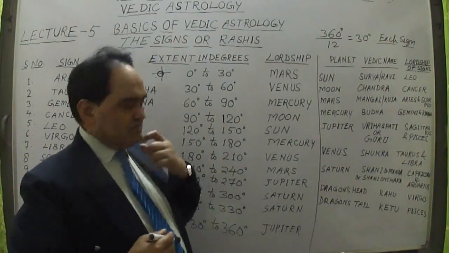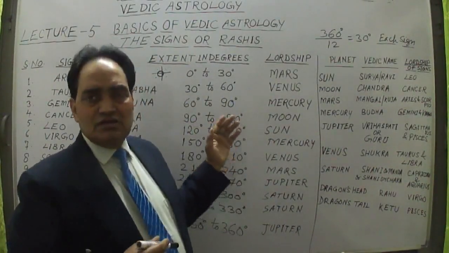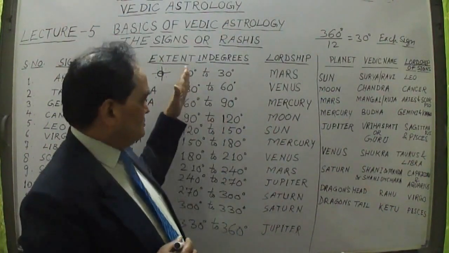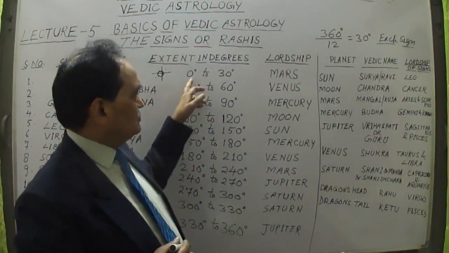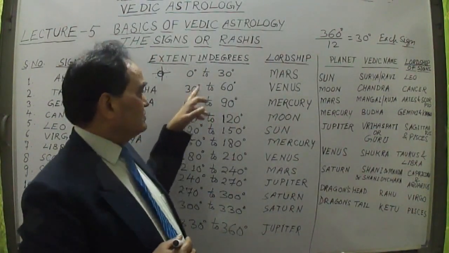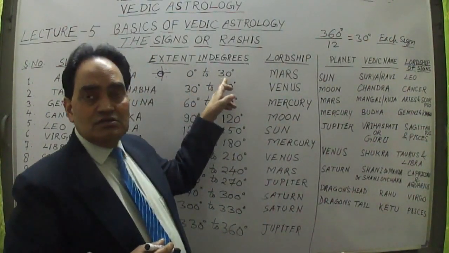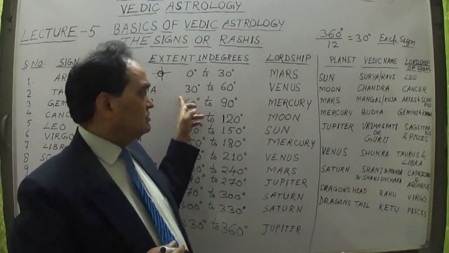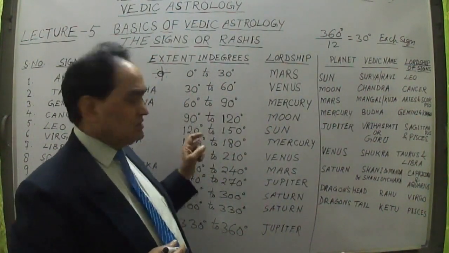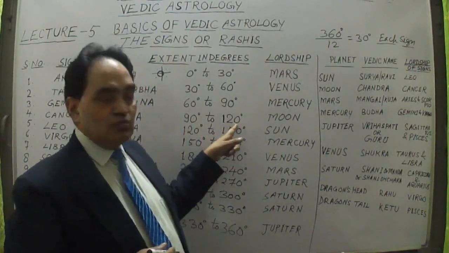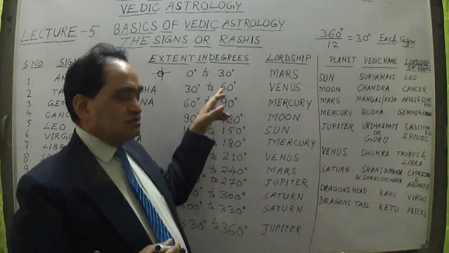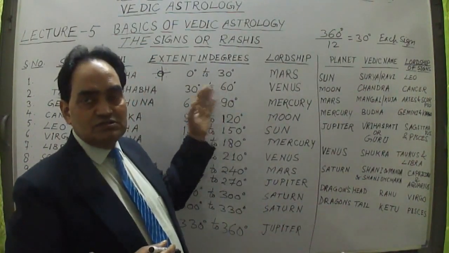Now here I have taken 30 to 60, but this is from 31 degree to 60. Please, on the left hand side, 0 to 30 degree is okay, no problem. But here, from 31 degree to 60 degree, 61 degree to 90 degree, 91 degree to 120 degree. Try to understand. Here it is 30 to 60 degree, no problem.